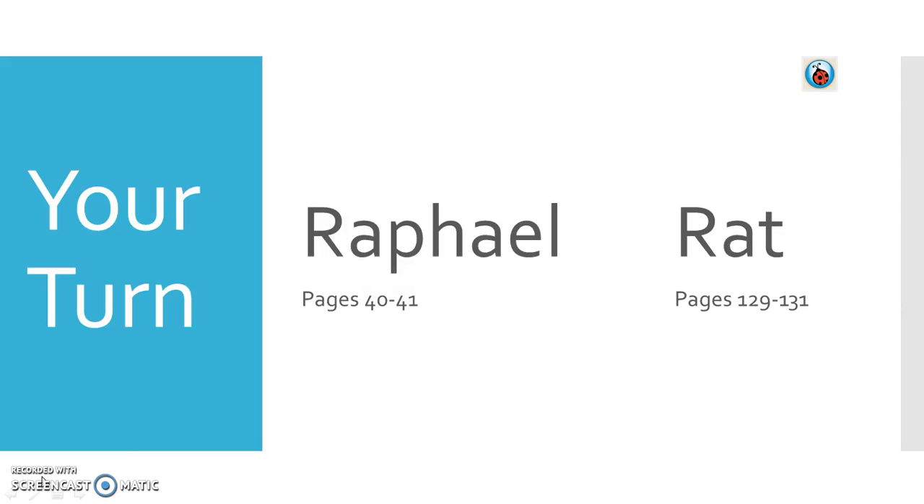So now what I would like for you to do is to turn to page 40 and 41 and take a look at this chapter that is narrated by Raphael and see if you can find some evidence to back up the fact that this is Raphael speaking. Look at his word choice, look at the figurative language, the sentence structure, and the character traits, and then do the same thing for Rat on page 129 to 131 and record your ideas on the other 2 boxes that you have on your worksheet.